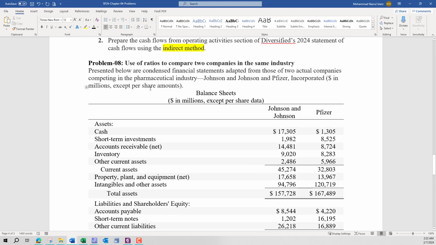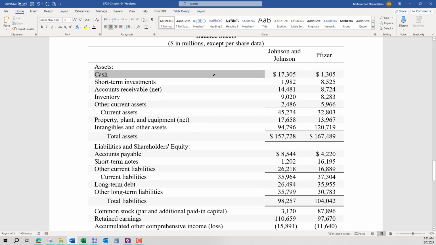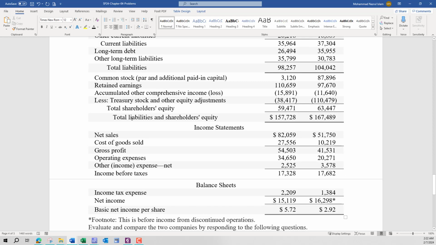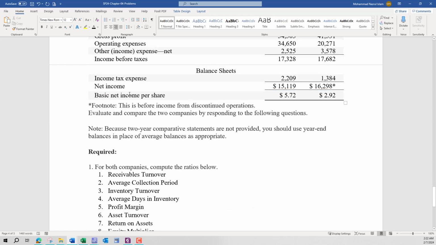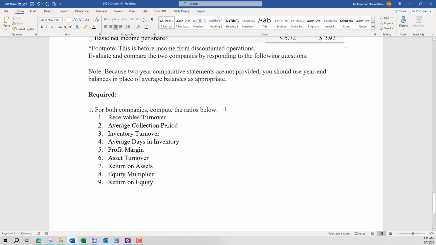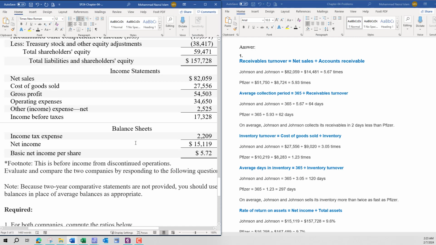We have been given the balance sheet information for two companies, Johnson & Johnson and Pfizer. We have been given the cash, short-term investments, all the assets, total assets, liabilities, common stock. Then we have been given the net sales, cost of goods sold, gross profit, income tax expense, net income, basic net income per share. So these are the information given. What we have to do is compare the two companies based on these ratios. Let's go to the solution.